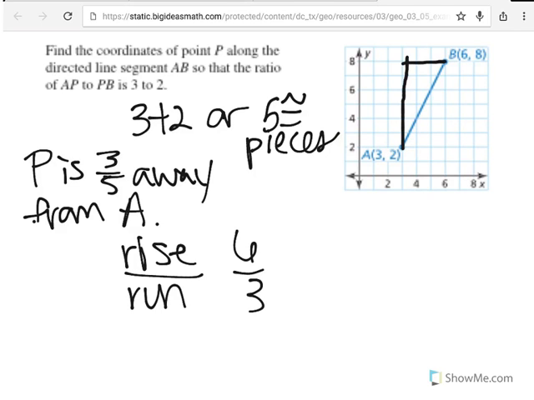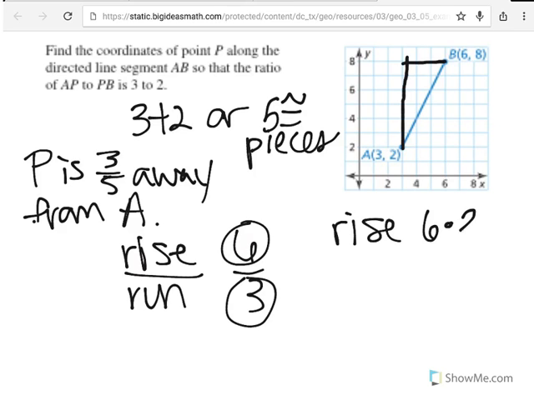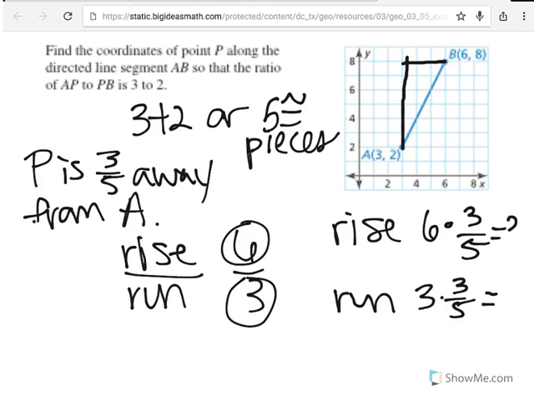The next thing we need to do is to find 3/5 of our rise and 3/5 of our run. And the way you do that is just by multiplying. So for my rise, we have 6 times 3/5, and then for my run, it's 3 times 3/5. And if you actually calculate this, your rise is 3.6 and the run is 1.8.